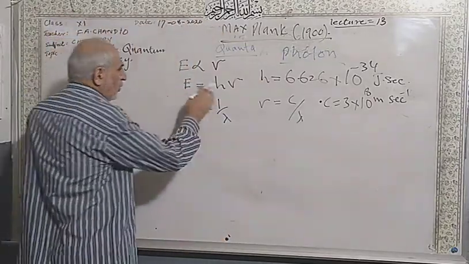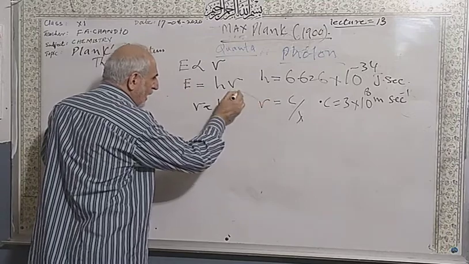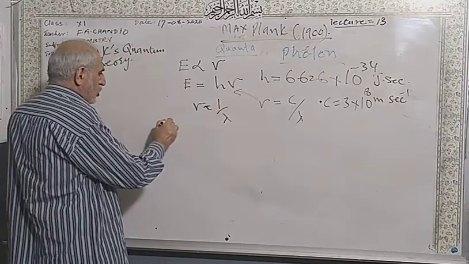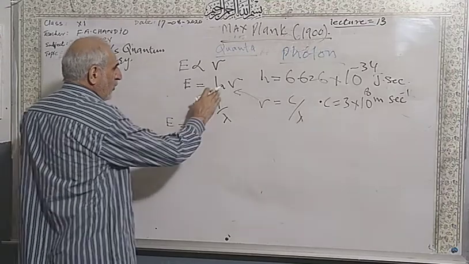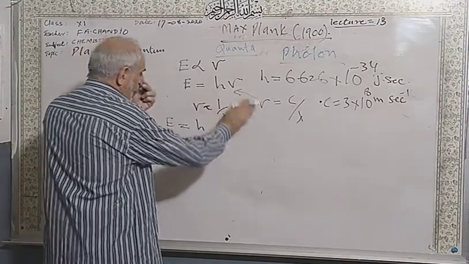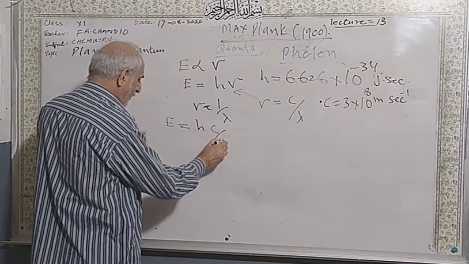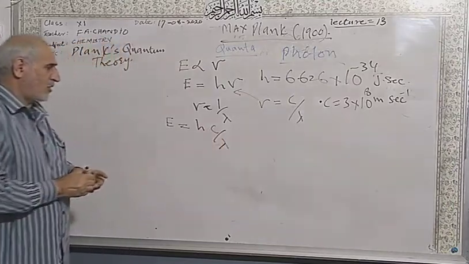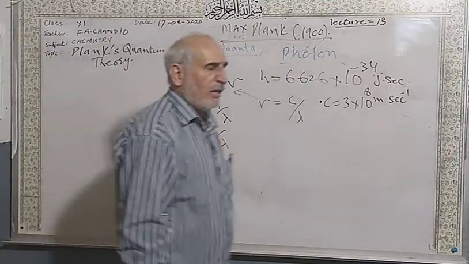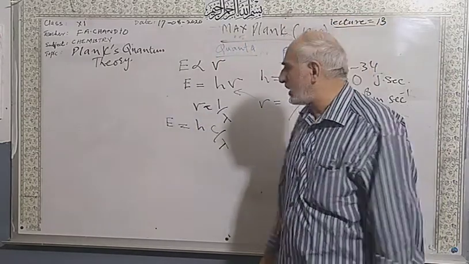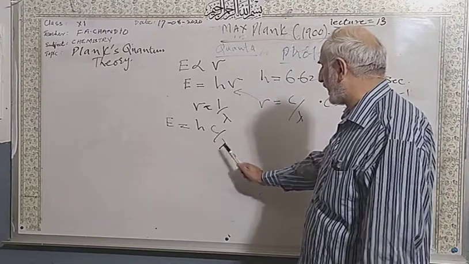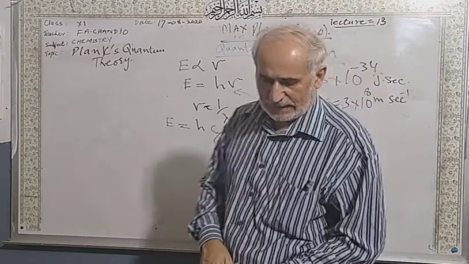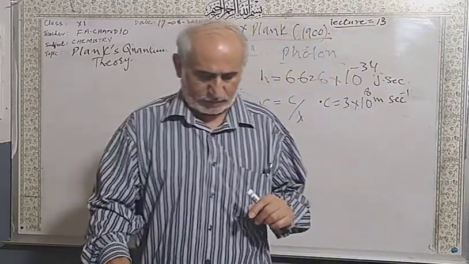So if you put this value in this equation, the energy is equal to h, Planck's constant, times ν, where ν is equal to c over wavelength. So you will get this formula, where capital E is the energy, h is Planck's constant, c is the velocity of light, and λ is the wavelength. So this is the one thing.